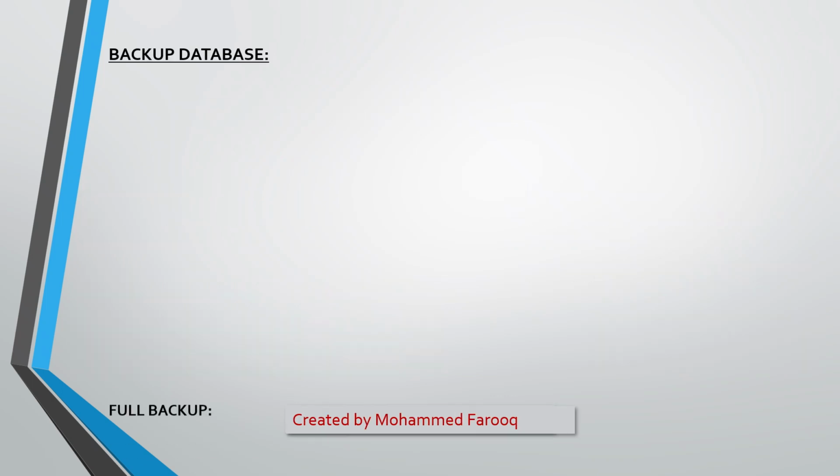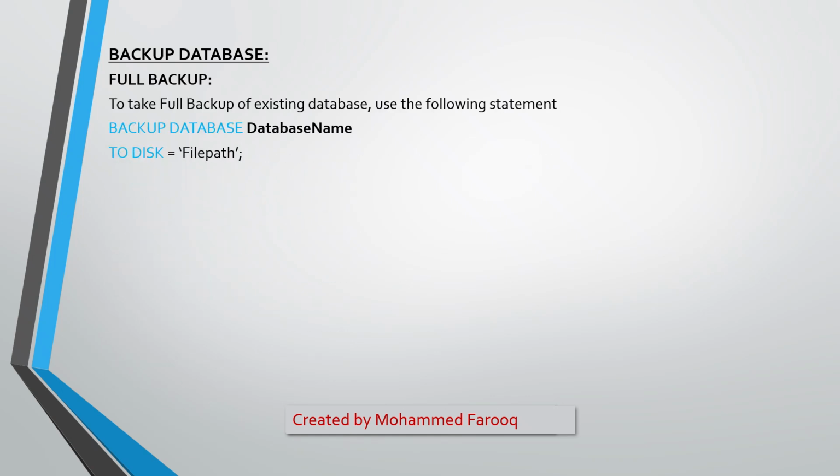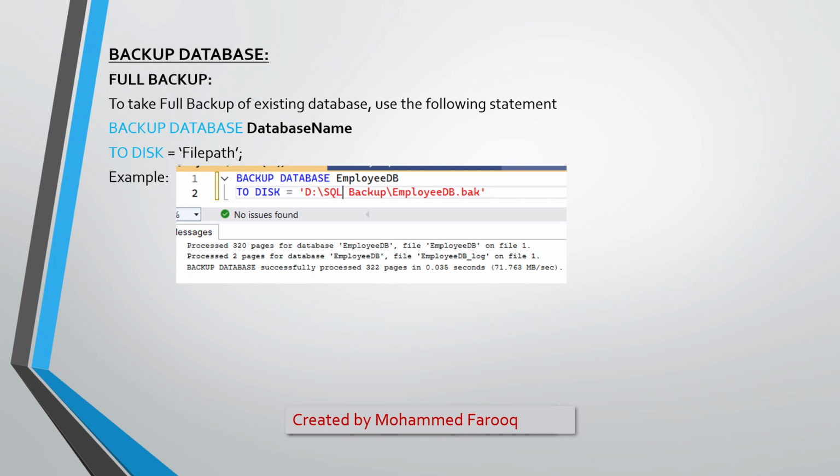Backup database. We have two types of backup, full backup and differential backup. Let's talk about full backup. To take a full backup of an existing database, use the following statement: BACKUP DATABASE database name TO DISK file path. Example: I have taken a backup of employeeDB on the shared drive and the result is. So it has taken a backup at D drive.